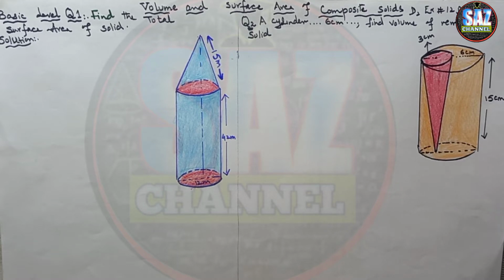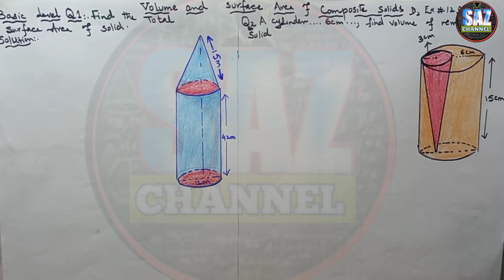This is my first lesson of D2, chapter number 12, exercise 12D, that is about the volume and surface area of composite solids. In this lesson, I will discuss basic level question number 1, and let's read the question from the book.